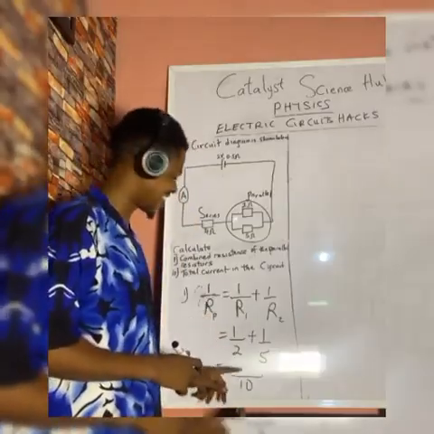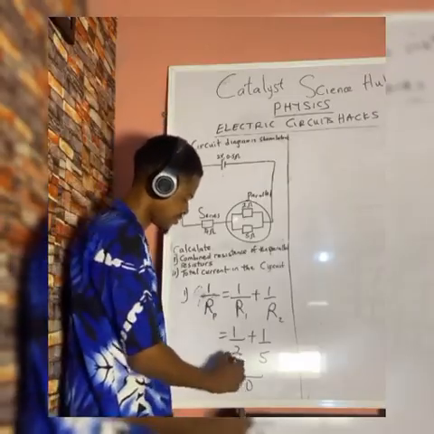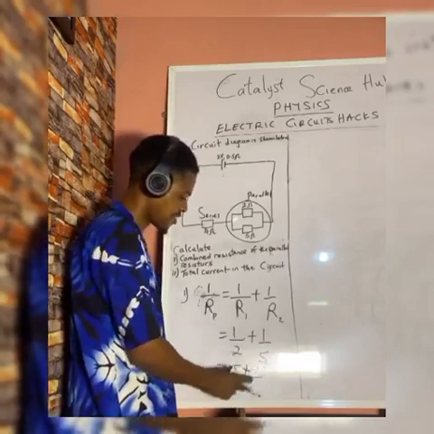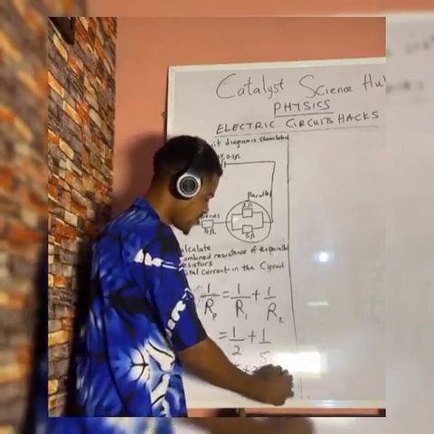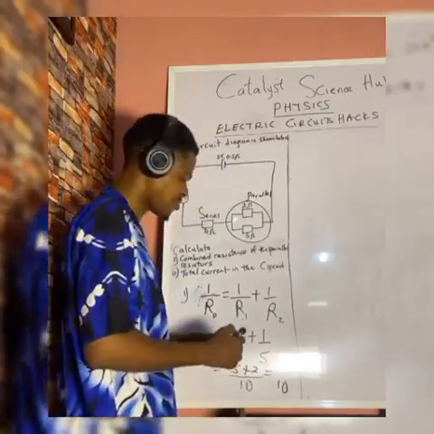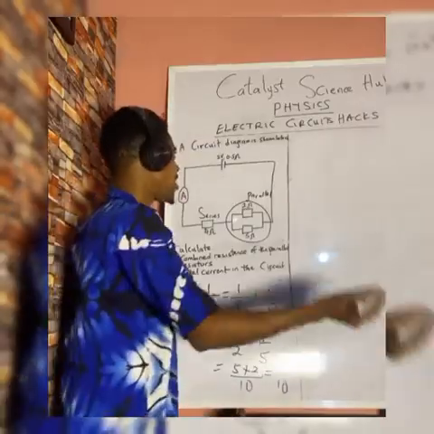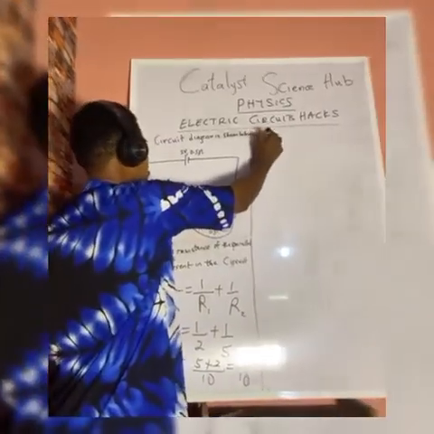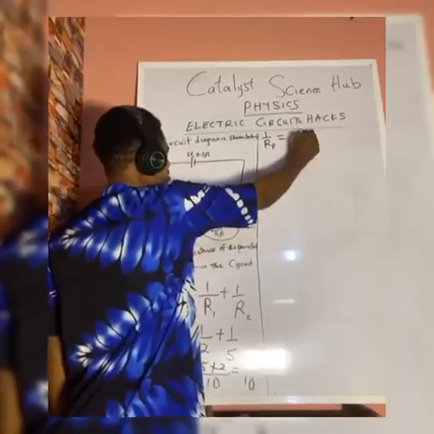2 in 10 is 5, 5 times 1 is 5, plus 5 in 10 is 2, 2 times 1 is 2. What do you have? 7 over 10. Don't forget, most students make a mistake here. They will just say 7 over 10 and think they have arrived. You have not arrived. Look at this, you see I have an inverse here. 1 over R parallel equals 7 over 10.